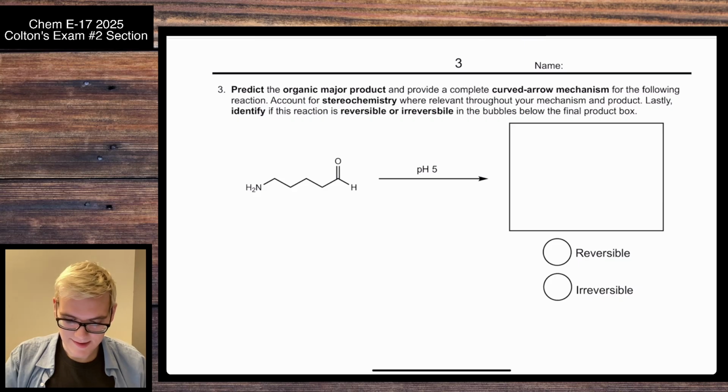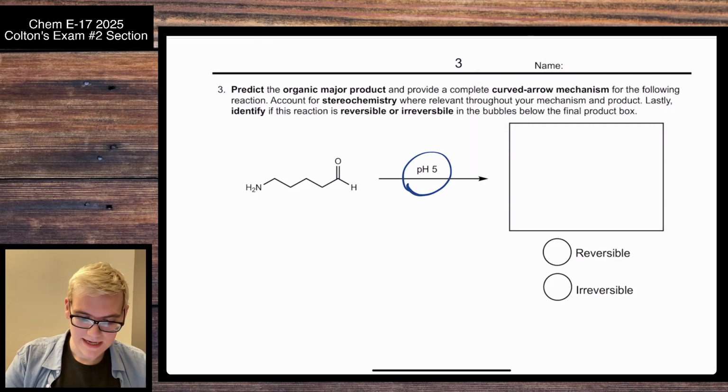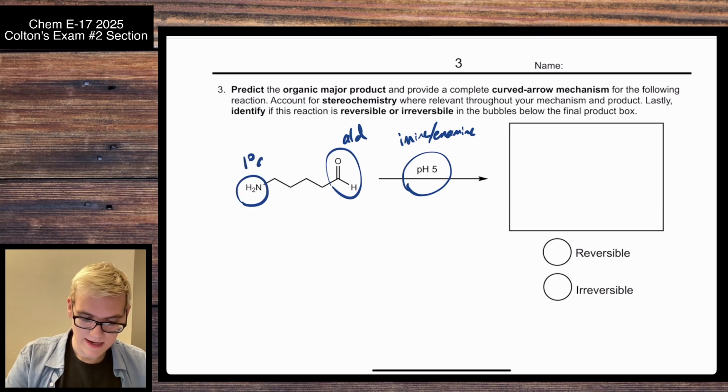Okay, folks. I am seeing a pH 5 here. I know that we are in amine land. And lo and behold, when we look at our functional groups, we have an aldehyde and we have a primary amine. So if we have a primary amine, are we making an imine or an enamine?